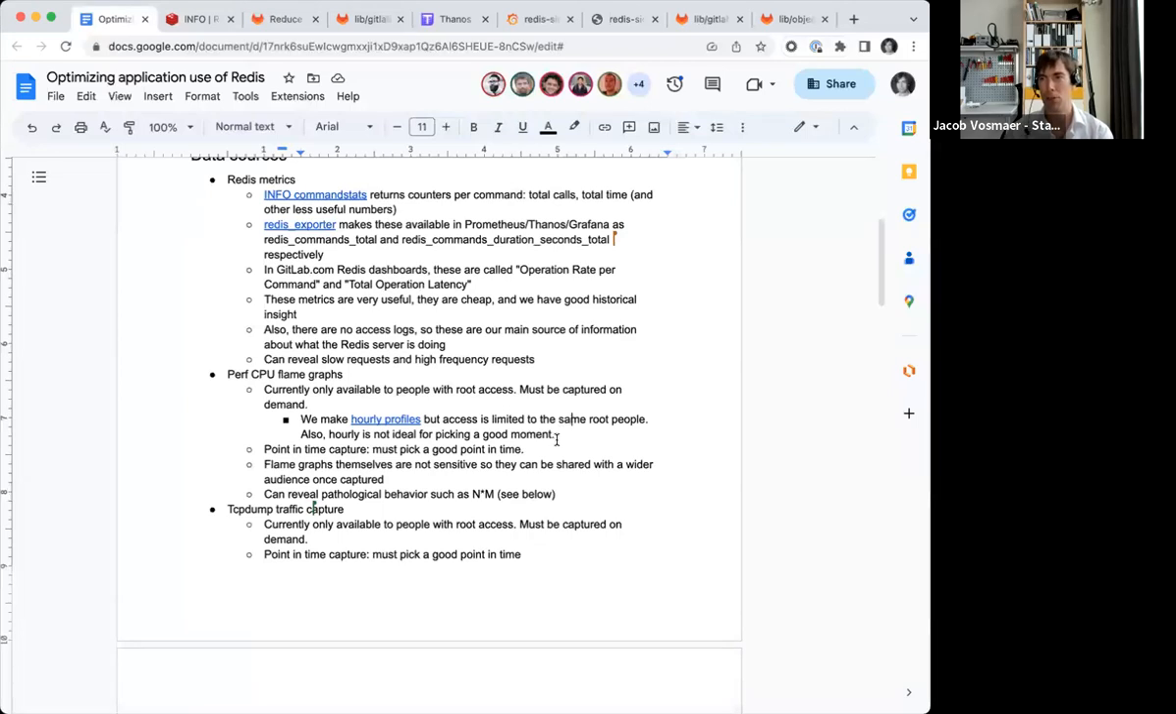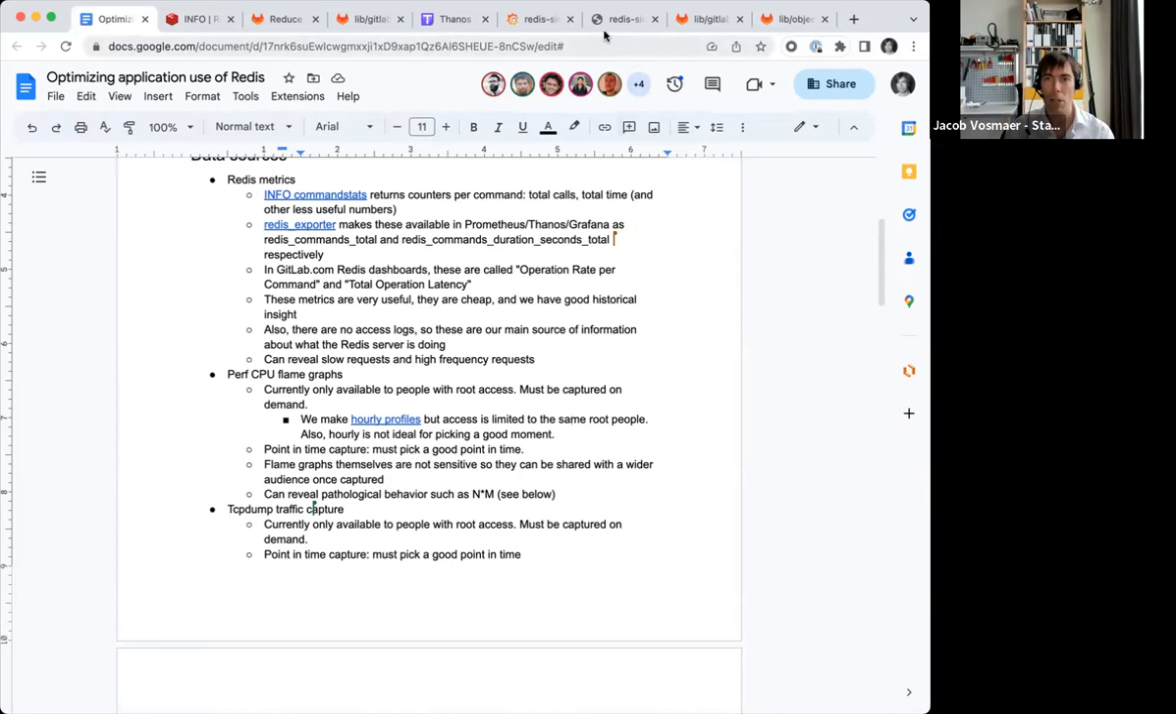And it's also harder to pick a good time to run the profile. That's another problem you have with these profiles. You need to decide, I want to see what the server is doing now, and then capture a profile. And they're usually 30 seconds. The good thing about flame graphs is that they don't contain sensitive data, so you can share them with other people. You can post them on issues.